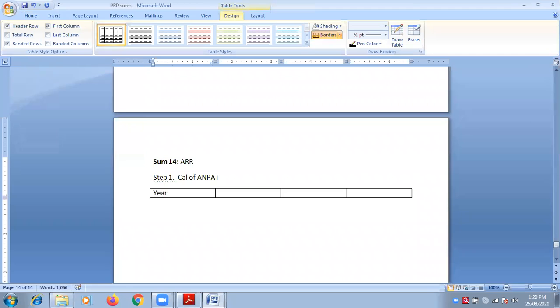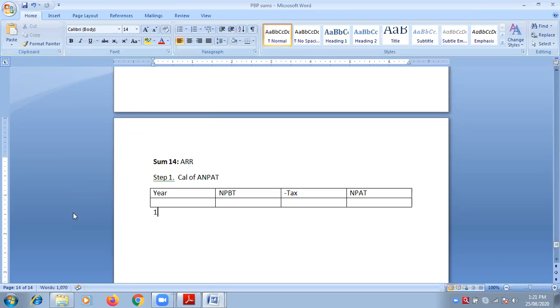Because we want net profit after tax to calculate the average of it. Here, the net profit before tax, less tax. Finally, we will come to net profit after tax. How many years? One. Sorry.